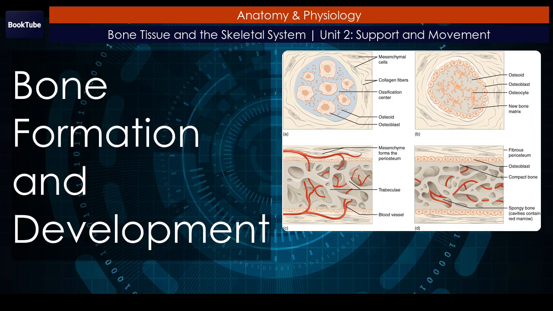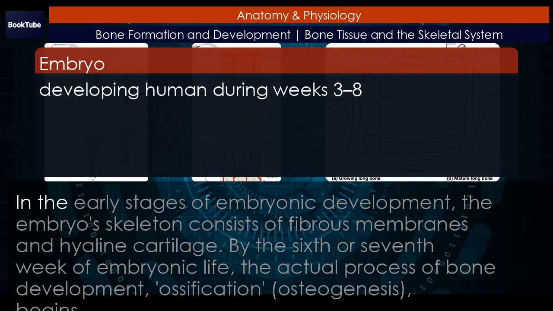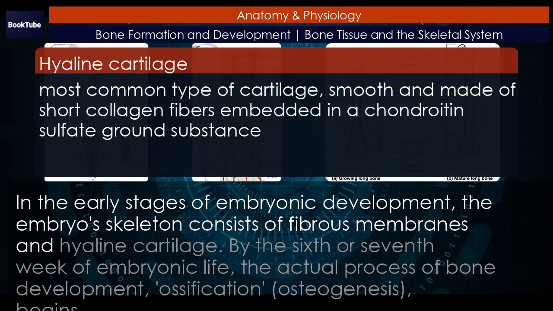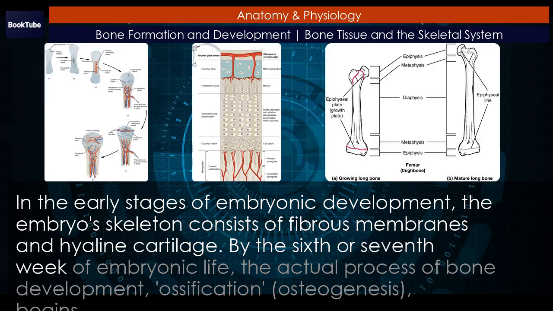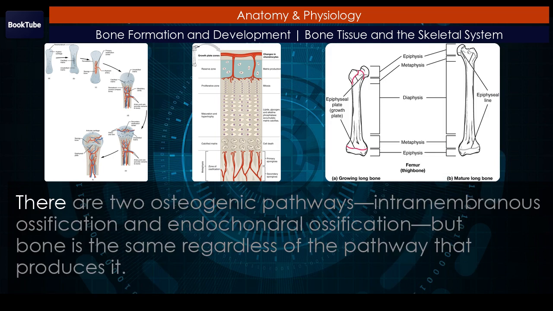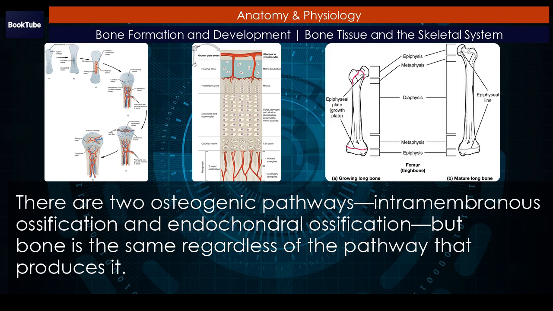Bone formation and development. In the early stages of embryonic development, the embryo's skeleton consists of fibrous membranes and hyaline cartilage. By the 6th or 7th week of embryonic life, the actual process of bone development, ossification, osteogenesis, begins. There are two osteogenic pathways: intramembranous ossification and endochondral ossification. But bone is the same regardless of the pathway that produces it.